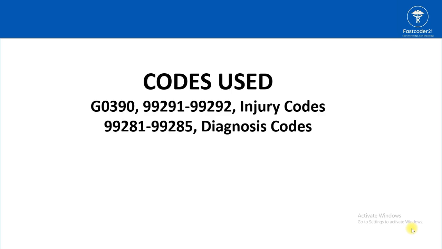While using 99291 and 99292, we will use 99291 for 30 to 74 minutes of critical care, while 99292 is for each additional 30 minutes beyond 74 minutes. And revenue code wise, we will use 0681 and 0689 for trauma coding. While coding trauma coding, we need to use one HCPCS code, which is G0390, which we need to use along with critical care codes, which are 99291 and 99292.